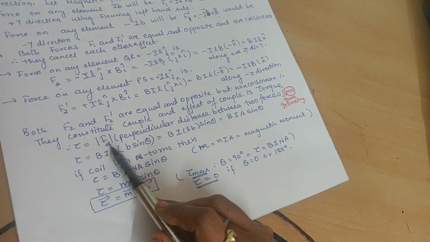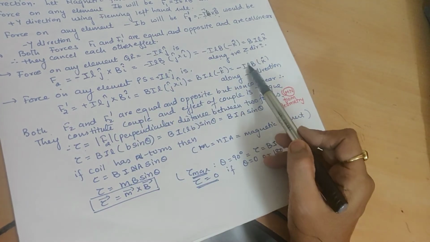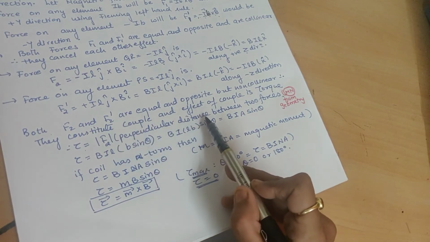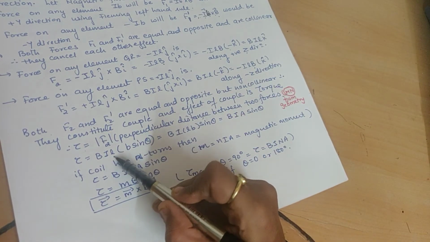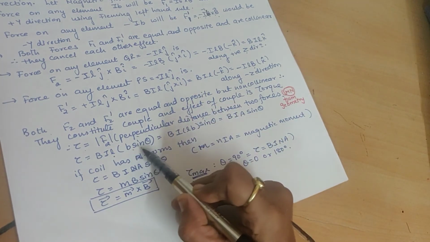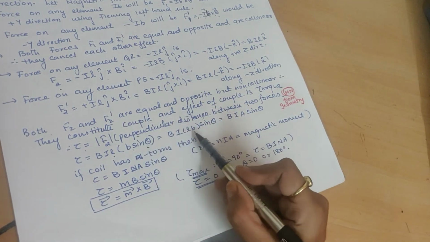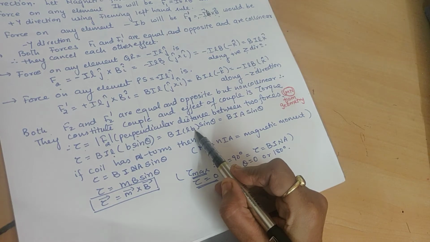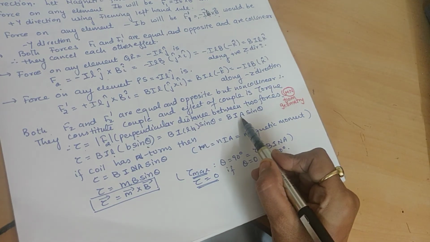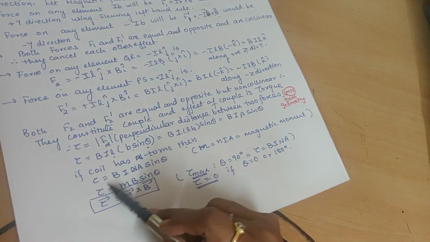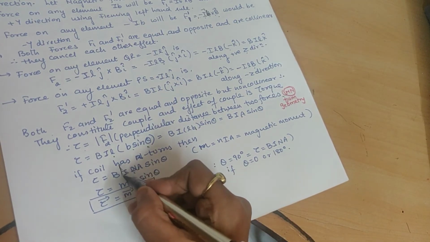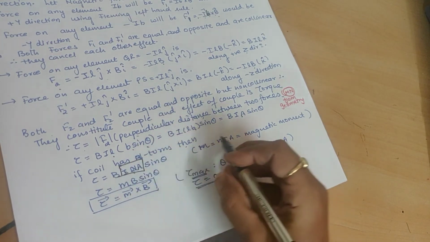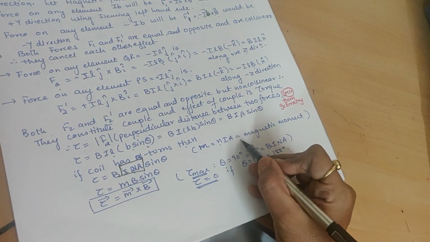You know, torque is the magnitude of any one of these forces into the perpendicular distance. Magnitude I can write BIL. Perpendicular distance from the geometry we get b sine theta. Fine, we know that length into breadth is the area of the rectangular coil. It is replaced as A. If the coil has n turns, we multiply with the factor n here. But you can see that this physical quantity NIA we represent as magnetic moment.